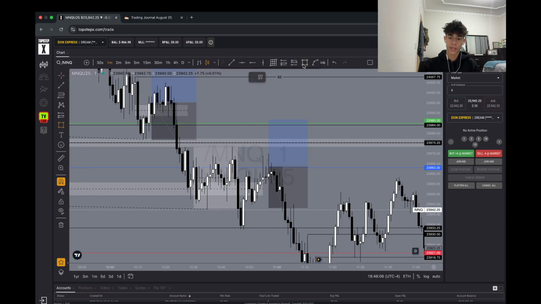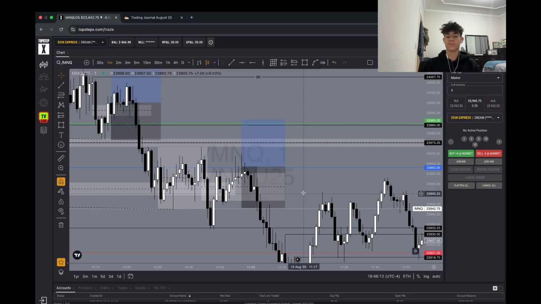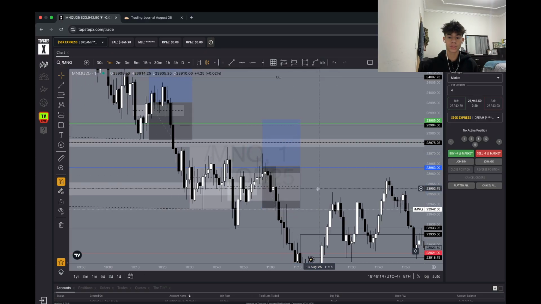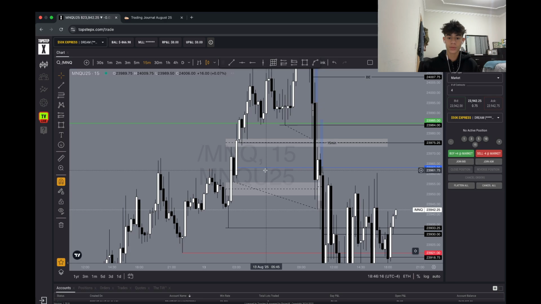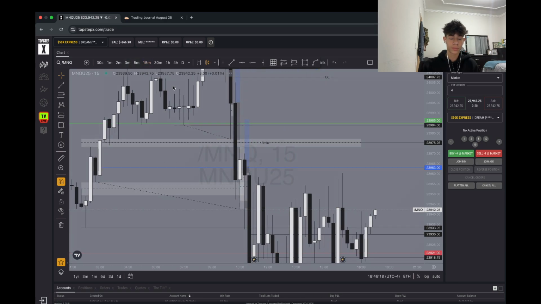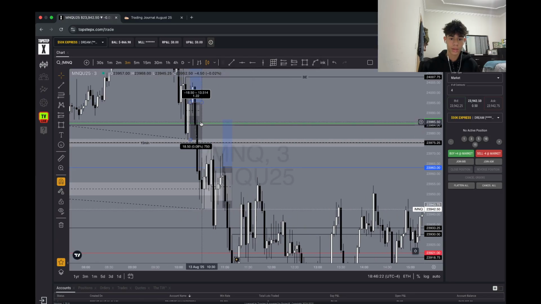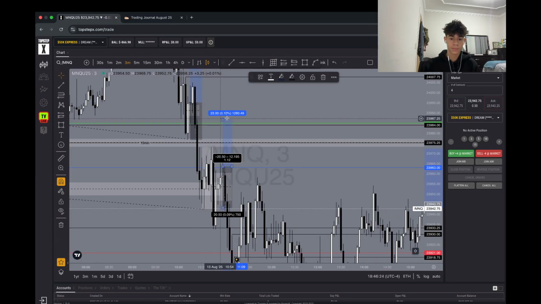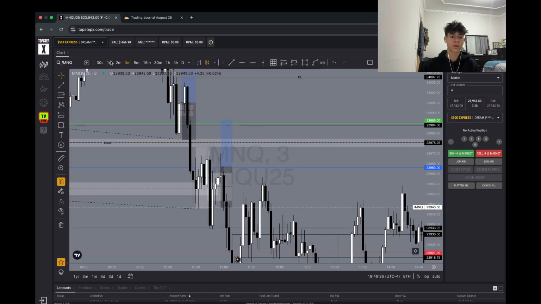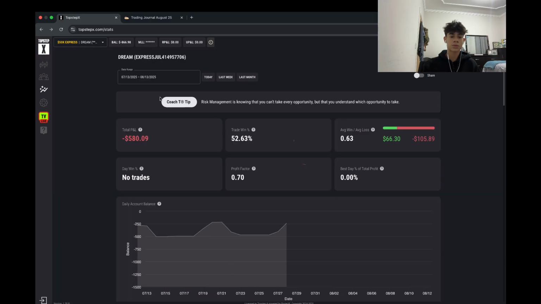Then I entered again off of this 1 minute inversion. Boom, right there. We inversed there. And I entered. This was a very good setup. I was targeting, I think it was an unfulfilled 3 minute. Yeah, 3 minute right here for 1 to 112. It was a very, oh my God.